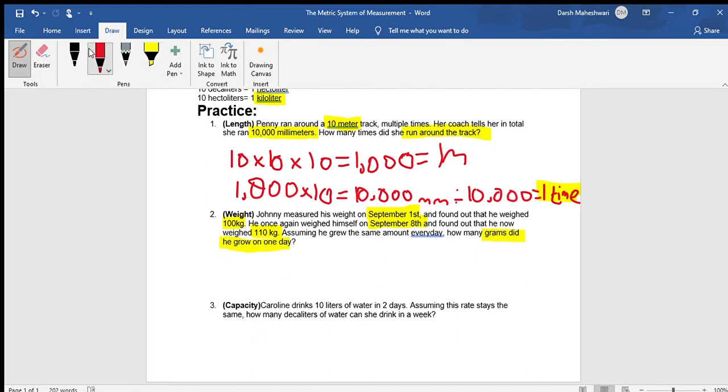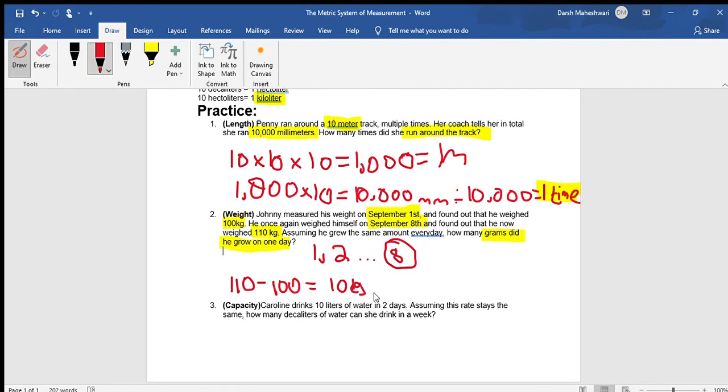So let's first find out how many days we are measuring. So we have the 1st of September, 2nd, and then we'll go all the way to the 8th. And so it would just be 8 days. So we're measuring for 8 days. Now, how many kilograms did he grow? We would do 110 minus 100, and we would get he grew 10 kilograms in total. So he grew 10 kilograms in all of these 8 days. Now it's asking how many grams he grew on one day. Right, so we want to convert these 10 kgs into grams.